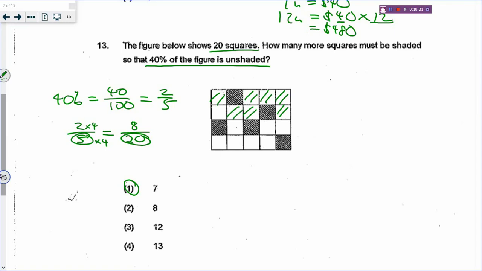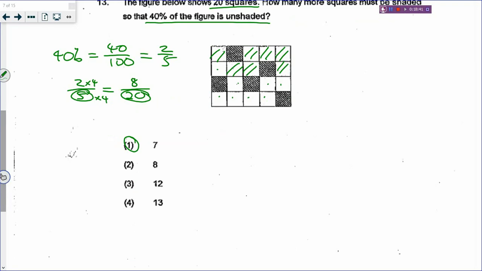Then you count the unshaded squares. 1, 2, 3, 4, 5, 6, 7, 8. So you need to color another 7 more. Alright, 7 more squares. Okay, let's go on to the next one.